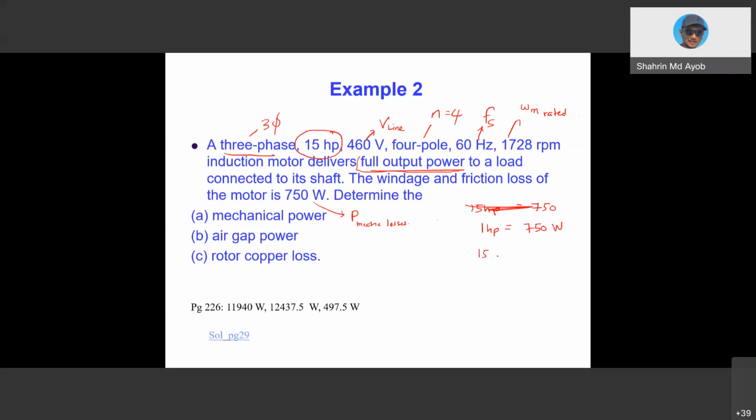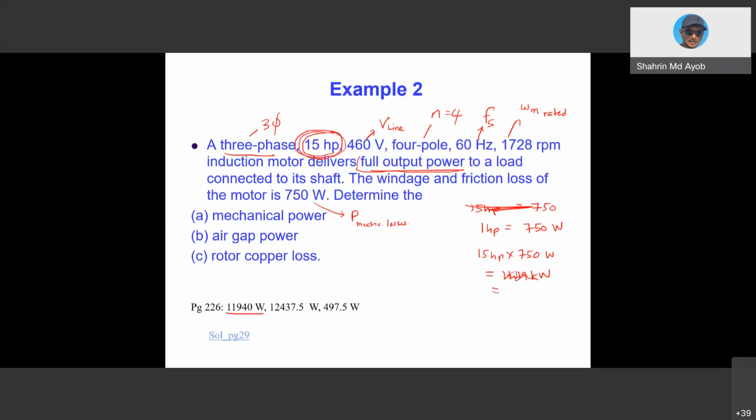So 15 horsepower multiplied by 750 watt, how much? There is no calculator. Can someone calculate? 11.19 kilowatt, which is this one, right? Okay, so I think there is a slight difference. It's okay, still acceptable. Because we know that 1 horsepower is 750 watt, and the information given is that the motor delivers full output power, meaning that it delivers its rated power here, 15 horsepower.